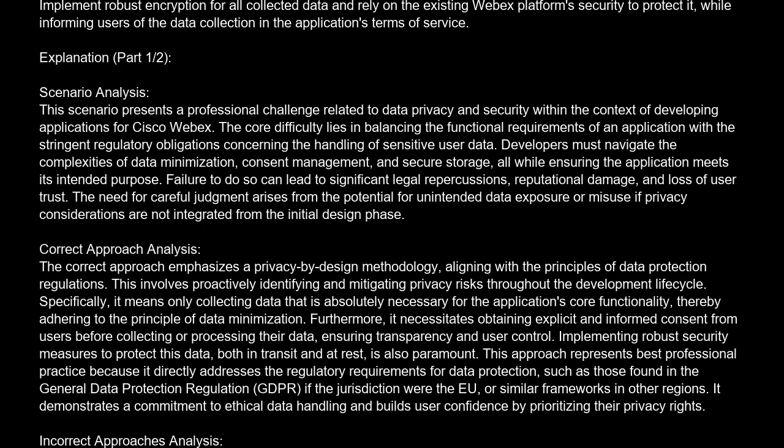The correct answer is D. Implement robust encryption for all collected data and rely on the existing Webex platform's security to protect it, while informing users of the data collection in the application's terms of service.